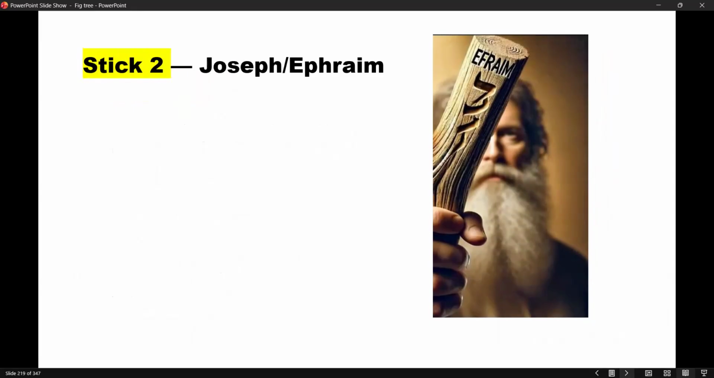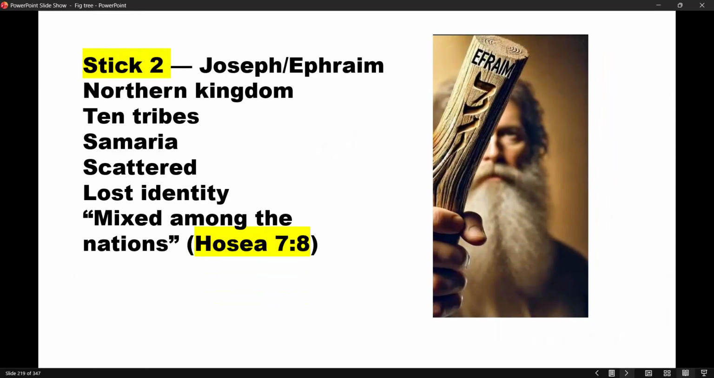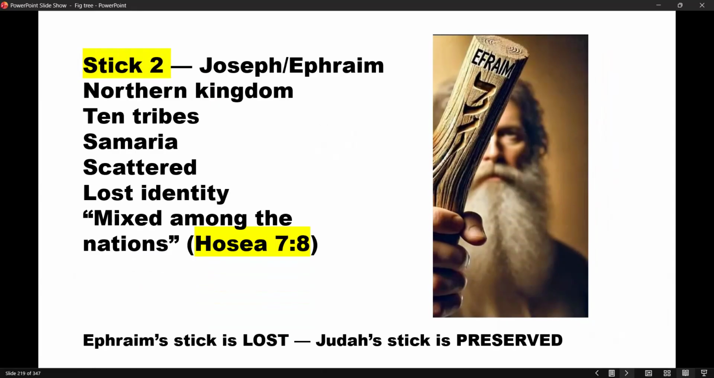So let's look at Ephraim. Stick two, Joseph and Ephraim: northern kingdom, 10 tribes, Samaria, scattered, lost identity, mixed amongst the nations. Ephraim's stick is lost. Judah's stick is preserved. Because again, when the 10 tribes left, they were gone. You had factions or small pockets that came back. I guess the Ruach drew them to come and get immersed and start to learn the edutes, the instructions of Yahuwah all over again. Because again, they were scattered for, wow, over 1,000 years maybe. And so now, some of them come back, but not all of them.